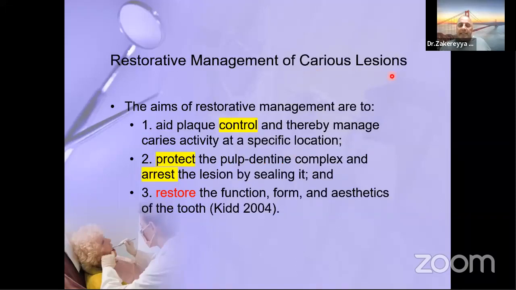Restorative management of caries lesions. So what's my aim when I want to manage the caries lesion? Aid plaque control, removal of the biofilm, as we have just said. Protect the pulp dentin complex and arrest the lesion by sealing over it. And then once we have controlled the plaque, protected the pulp dentin complex and arrested the lesion, we can then restore the function, form, and aesthetics of the tooth. If you want to read further about this, go for Kidd 2004. This will explain to you in detail what we mean by these.